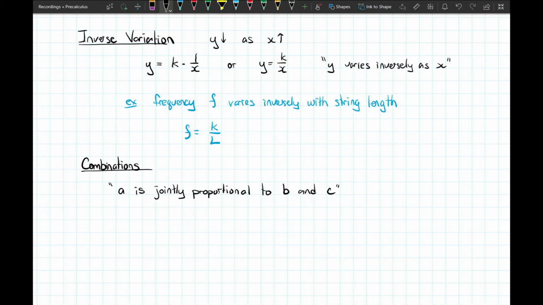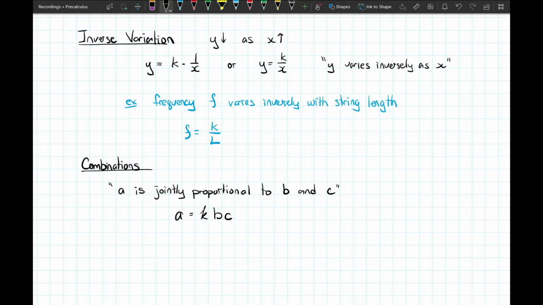If we say that A is a quantity that is jointly proportional to quantity B and quantity C, then we could say that A is equal to some constant of proportionality times B times C. So we can see two variables here that are directly having a relationship on A. As B or C increases, so does A. And as B or C decreases, so does A. And this would be called a jointly proportional relationship.